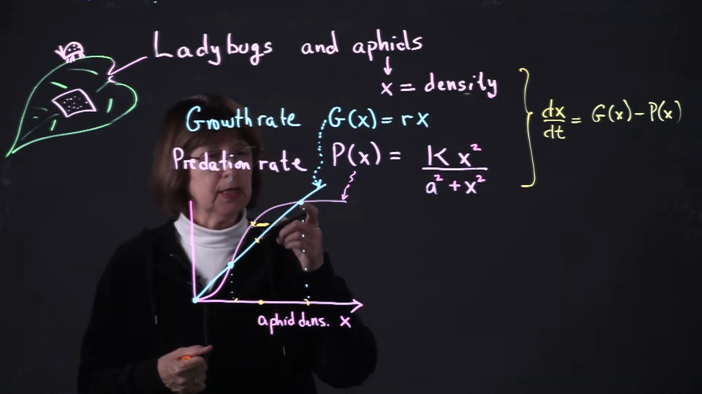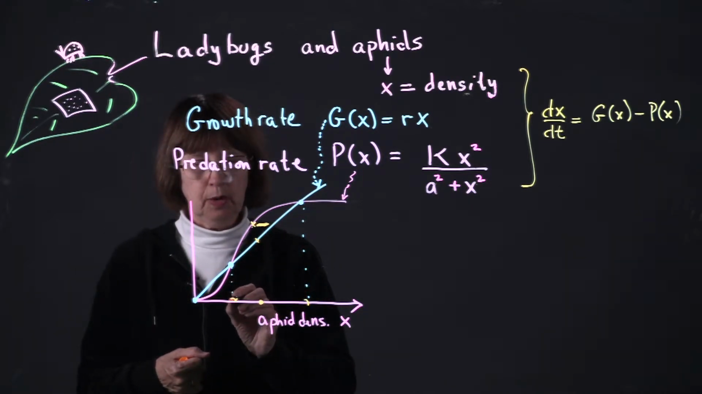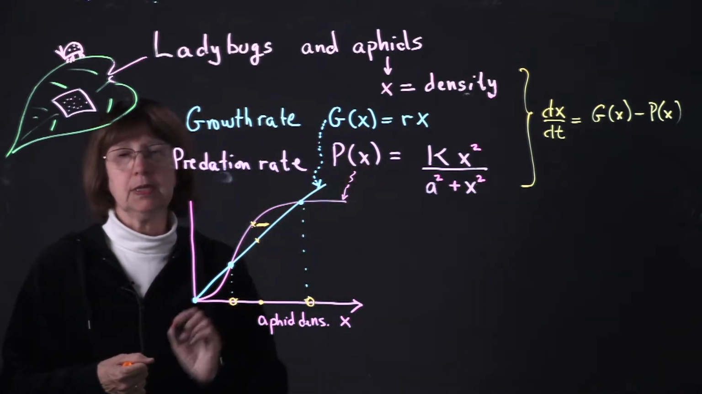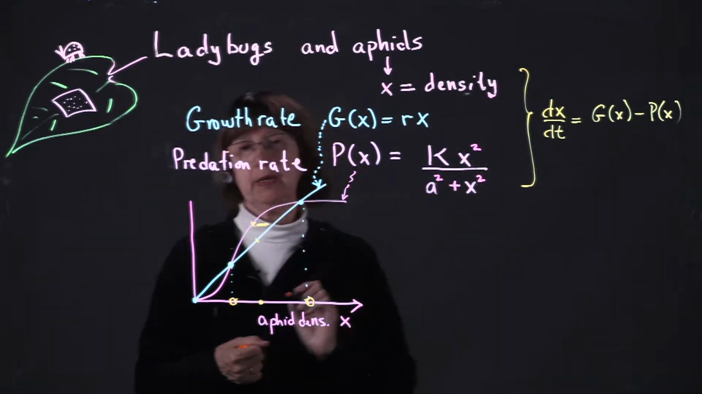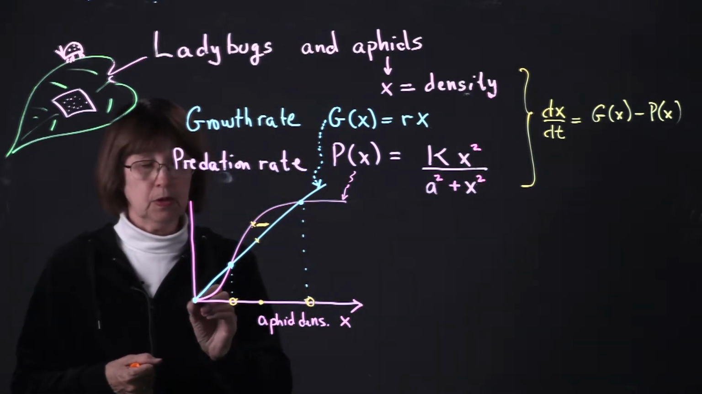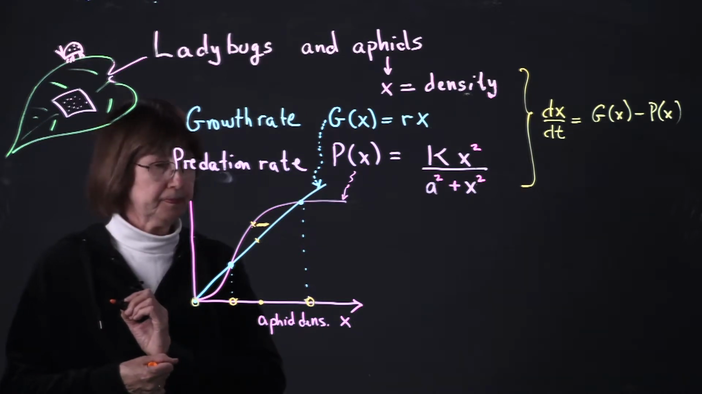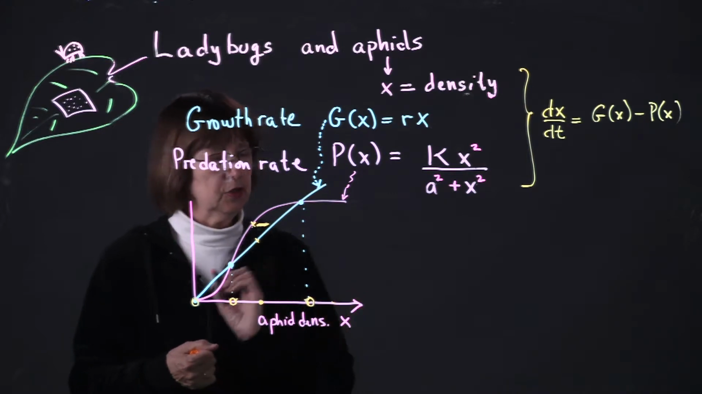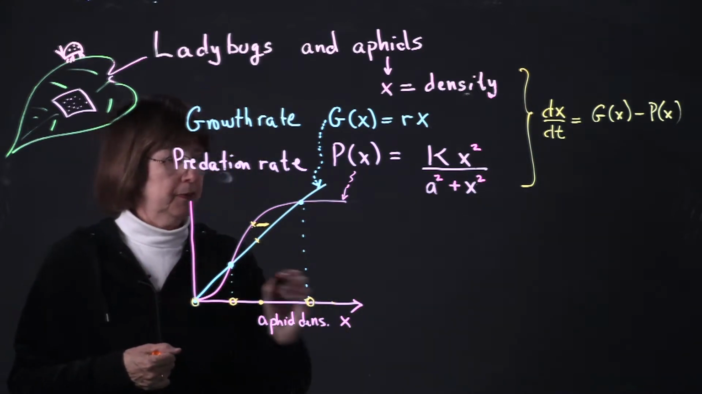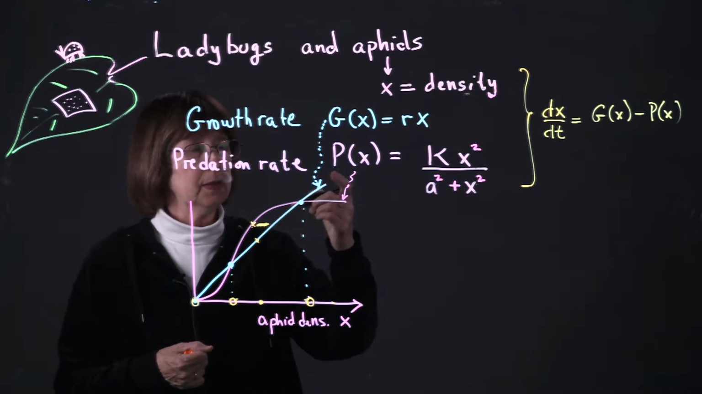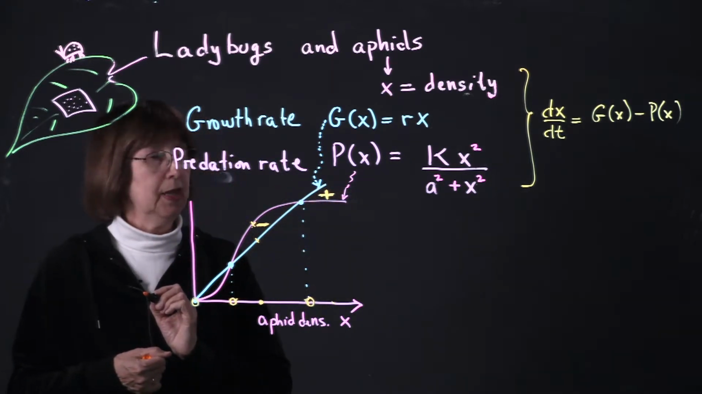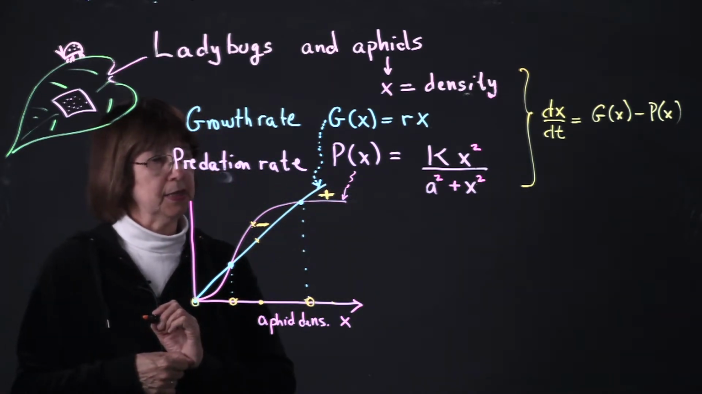If we're precisely at one of these points, then we do not move. We're at a steady state because these 2 processes balance precisely, and then dx by dt is 0. This is also true at the origin. Now, what happens if we have a large aphid population? Suppose initially we had a point over here. In that case, the growth rate is higher than the predation rate, and so overall the net population change will be positive. The aphids will be increasing in density.